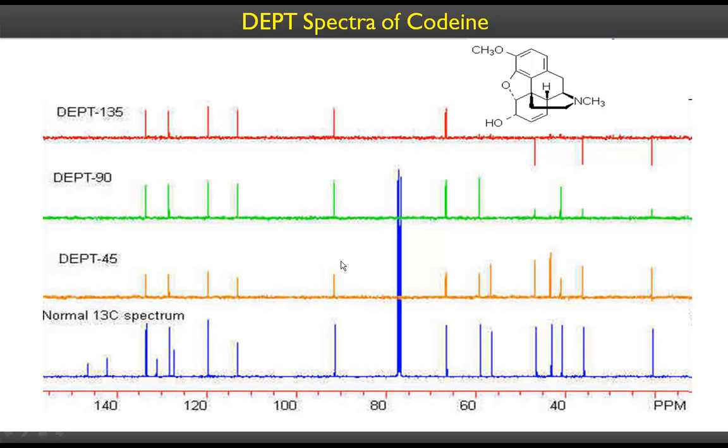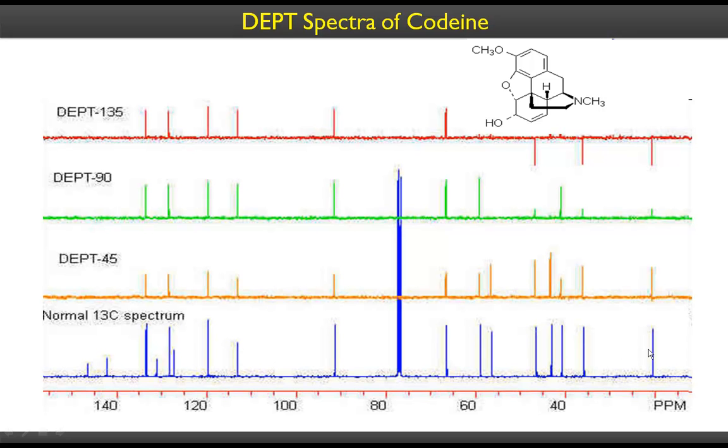Anyhow, this is a summary of different types of DEPT of this compound, which is called codeine. This is the normal broadband C13 decoupled NMR. This is CDCl3. At times, if the solution is dilute, then you see a long triplet type of peak here at 77. That is because of the deuterium coupling to the carbon 13 of the CDCl3. So that's from the solvent. You can ignore that safely and count the rest of the things and assign.